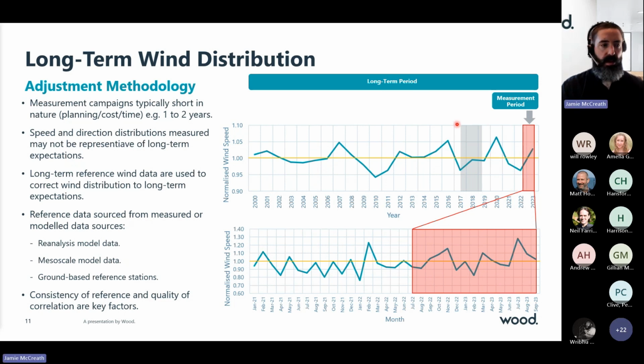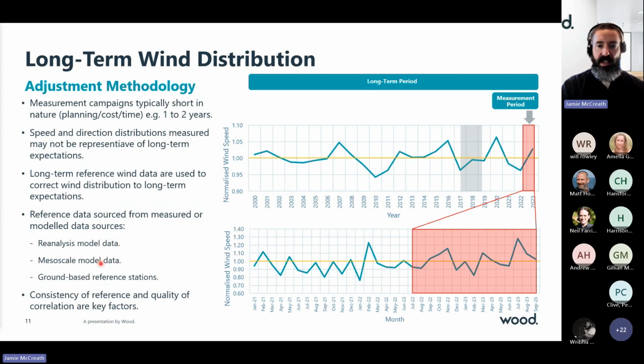So in order to determine this, we need to look at the long-term reference data sets that we can correlate with the project wind speeds. And there are a number of options for this. We have reanalysis data sets, and the reanalysis are global measurements that are produced in a 3D grid, and it's basically hindcasting atmospheric conditions based on some ground-based stations.